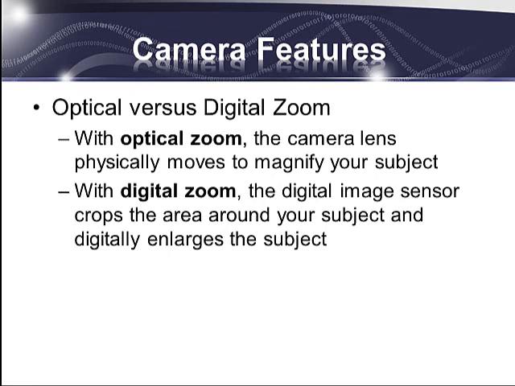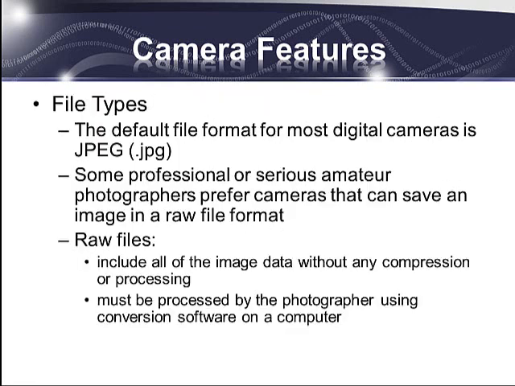Optical versus digital zoom. With optical zoom, the camera lens physically moves to magnify your subject and make it appear closer. With digital zoom, the digital image sensor crops the area around your subject and digitally enlarges the subject through interpolation of pixels to fill the frame.